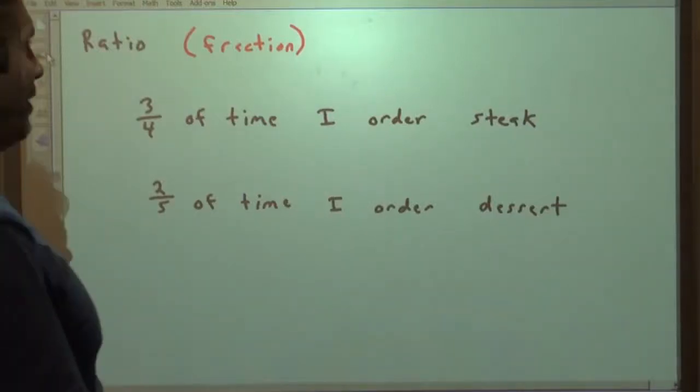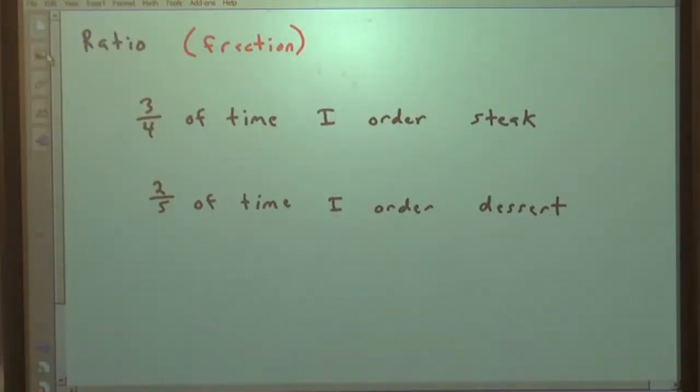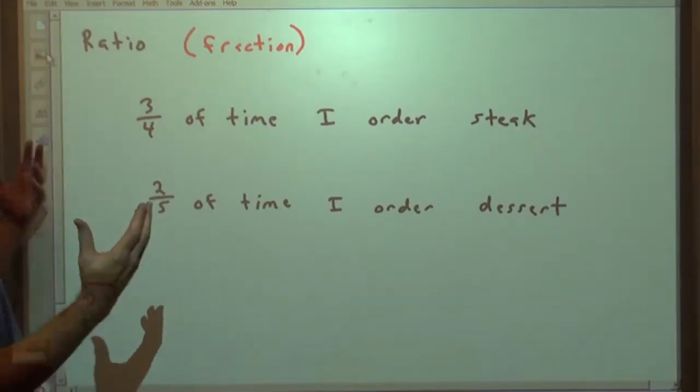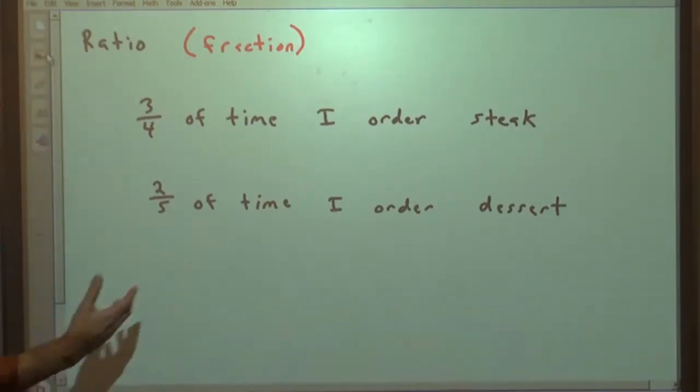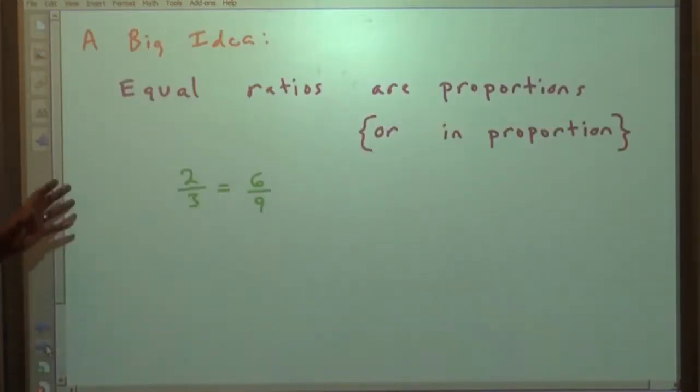A ratio is a fraction. We need to make sure we've got the terminology now, but that's all it is. Hey, 3/4 of the time I order steak, 2/5 of the time I go to a restaurant, I order dessert. They're fractions, they're ratios. They're also rates of change. But here's a big idea.